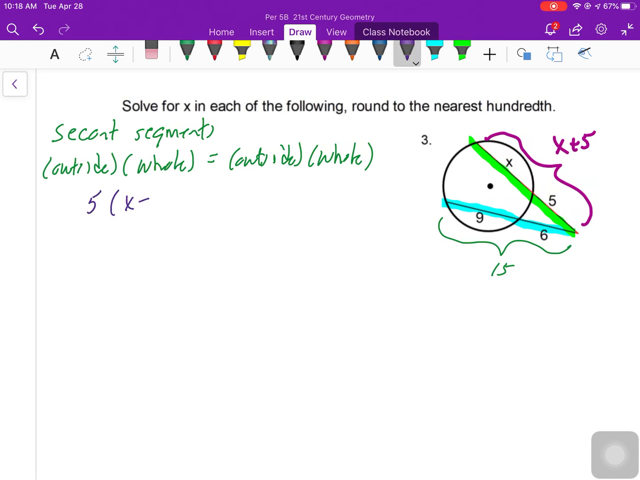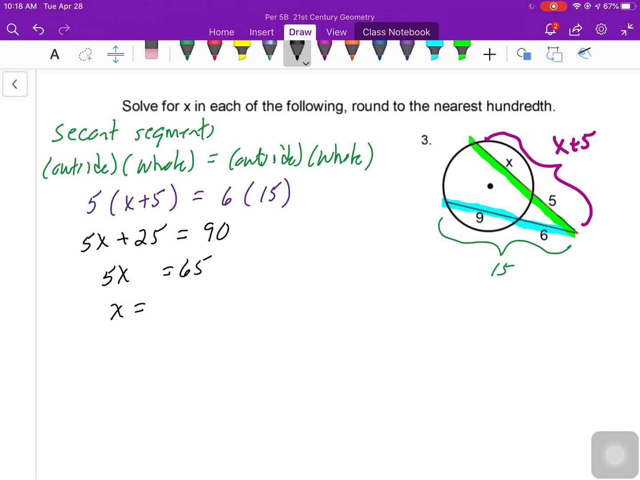If we go with the green one first, the outside is 5, the whole length is x plus 5. And then going with the blue one, the outside is 6, and the whole length, as we said, is 15. Now it's just an algebra problem. We'll distribute 5x plus 25. 6 times 15 is 90. Subtract 25 and divide by 5. X equals 13.